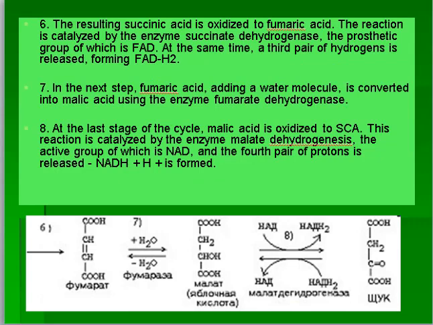The resulting succinic acid is oxidized to fumaric acid. The reaction is catalyzed by the enzyme succinate dehydrogenase, the prosthetic group of which is FAD. At the same time, a third pair of hydrogen atoms is released, forming FADH2. In the next step, fumaric acid, adding a water molecule, is converted into malic acid using the enzyme fumarase. At the last stage of the cycle, malic acid is oxidized to oxaloacetic acid.